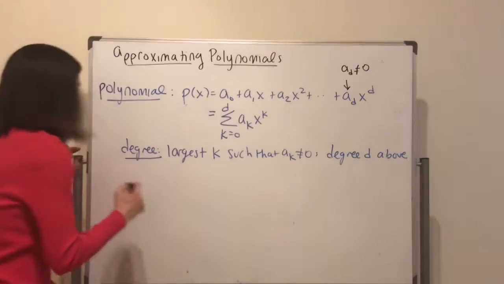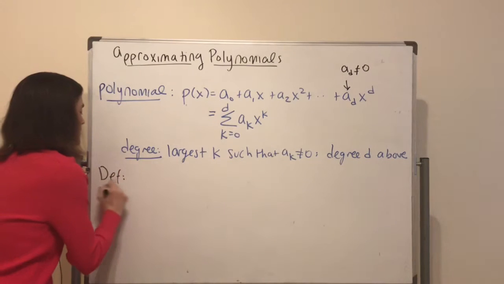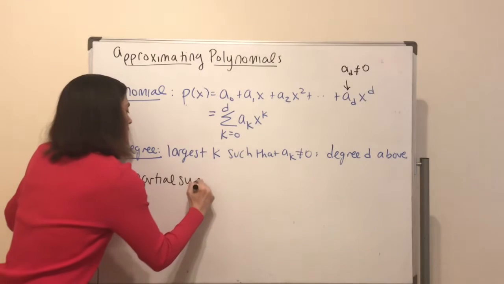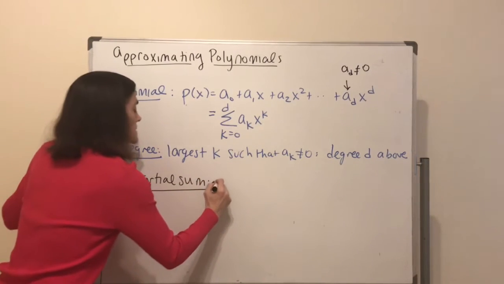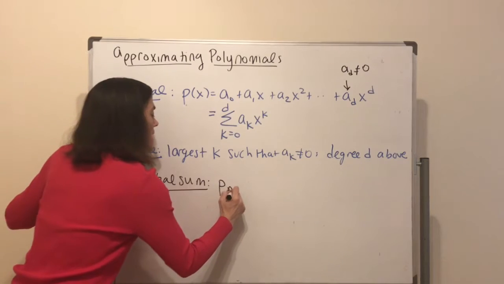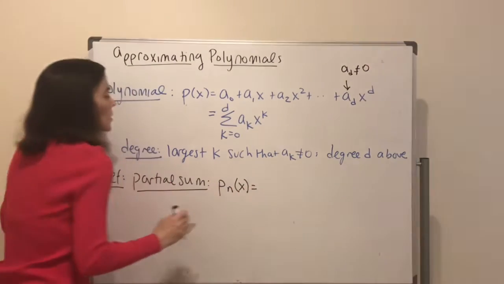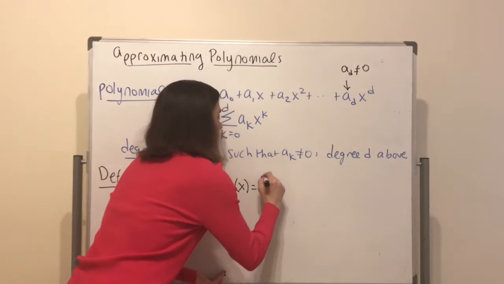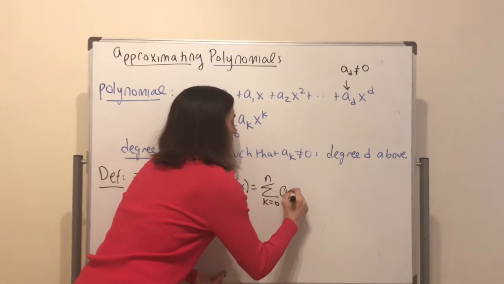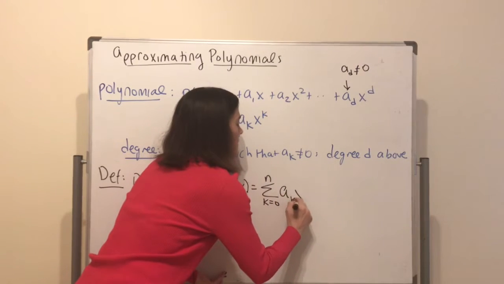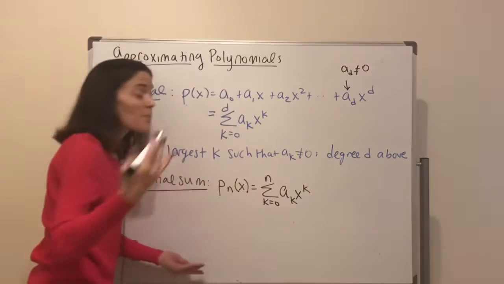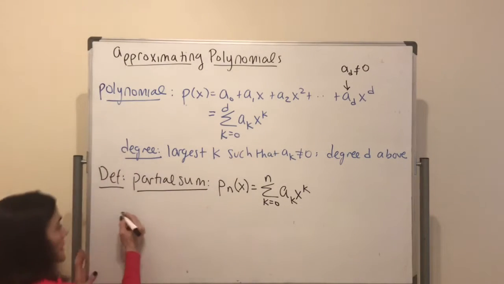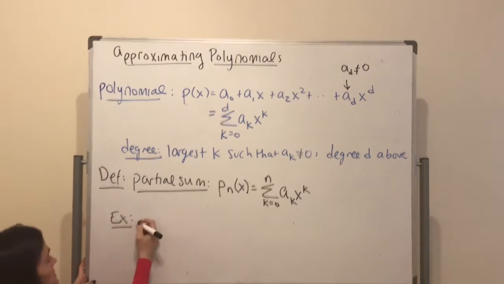Well, let's define some more things. So definition, the partial sum. I will use this notation, p sub n of x. Well, all you do is you just add up of this a_k x to the k. So you add up all of the terms up to degree n. So for example, let's do an example quickly and then we will move into some other things.